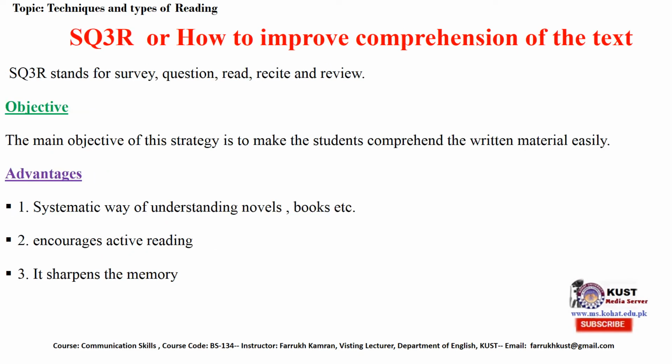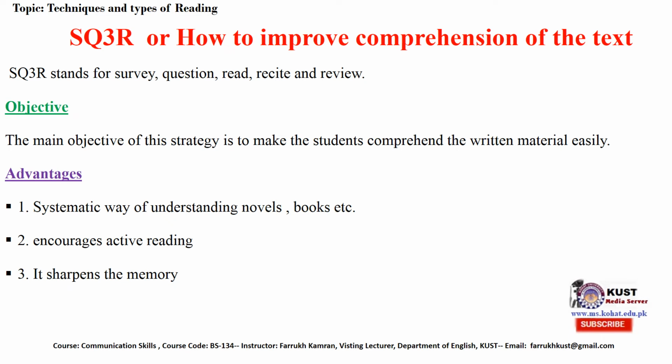Now I will talk about the SQ3R method, or how to improve comprehension of the text. This method is very important for better comprehension of the text. Some of us face great difficulty to understand the text of a book, article, or magazine. The scholars have derived a scheme for a reader to improve his comprehension. The technique is called SQ3R. It means survey, question, read, recite, and review. The main objective of this strategy is to make the students comprehend the written material easily.